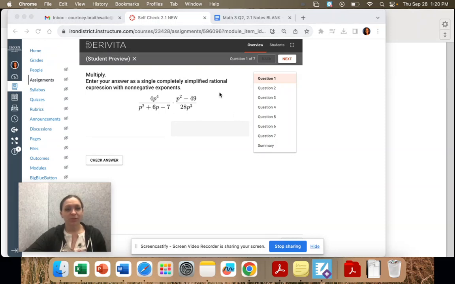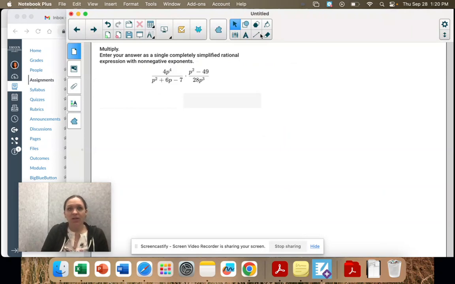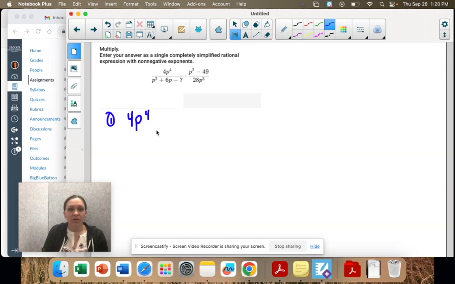Question 1, we're multiplying rational expressions. Okay, so step 1 is factor everything. So I have 4p to the 4th. There's not a plus or minus sign, so you can't factor. Okay, so can't factor if there's not a plus or minus. Okay, so that's as simplified as it gets.